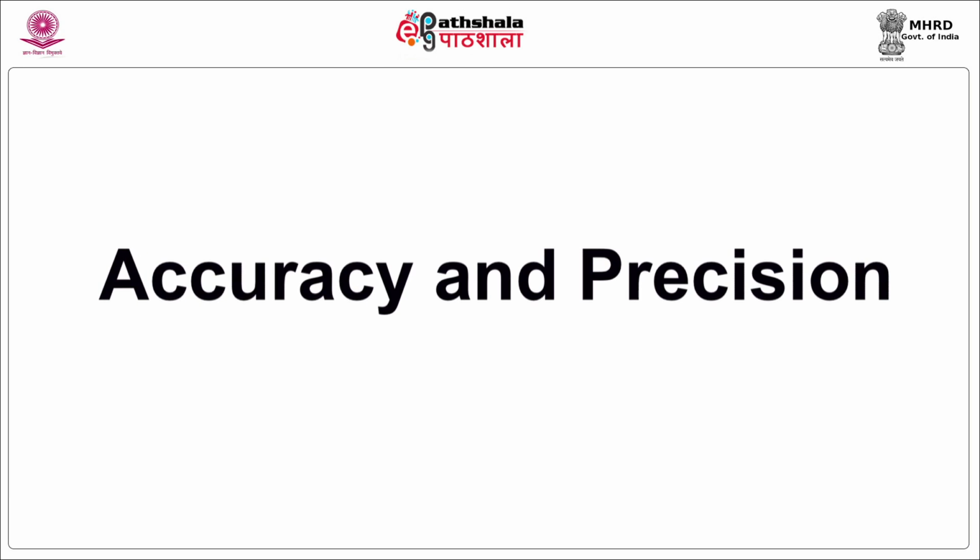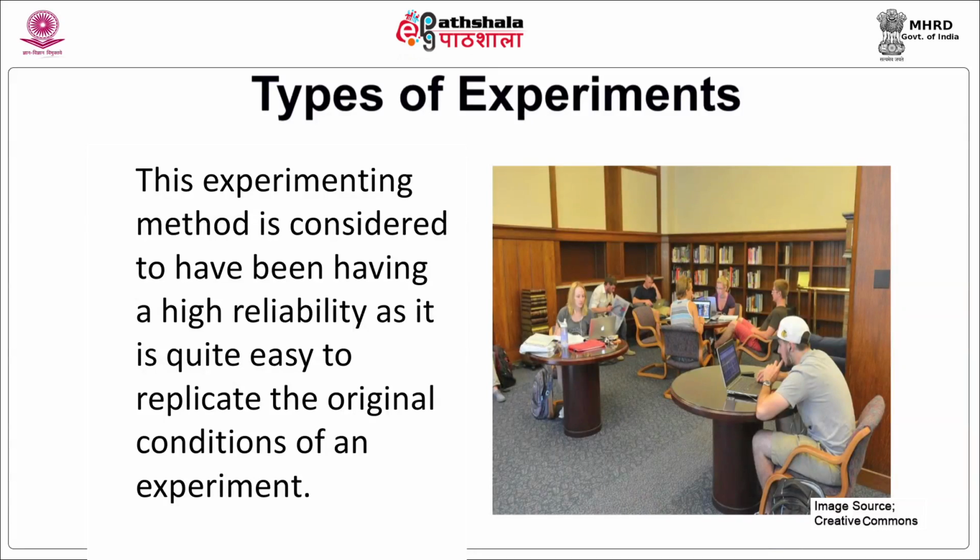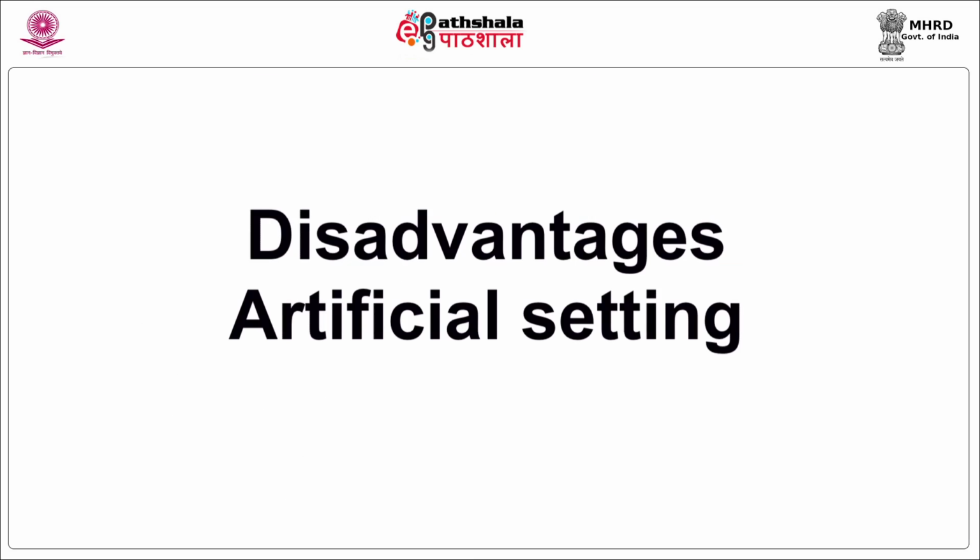Accuracy and precision. Laboratory experiments are considered strong in determining causality. In such experiments, the accurate effect of an independent variable on the dependent variable is measured. This experimenting method is considered to have high reliability as it is quite easy to replicate the original conditions of an experiment.